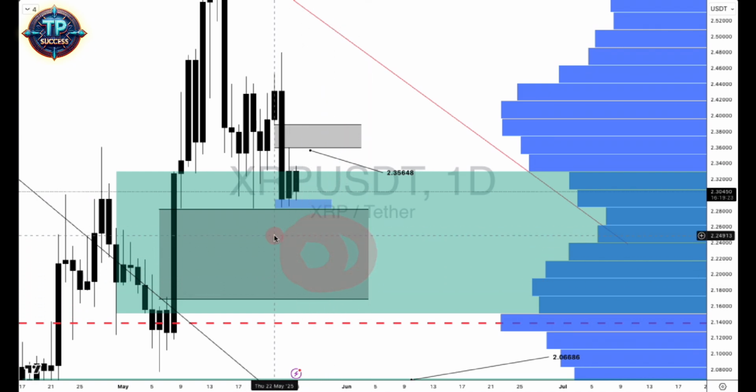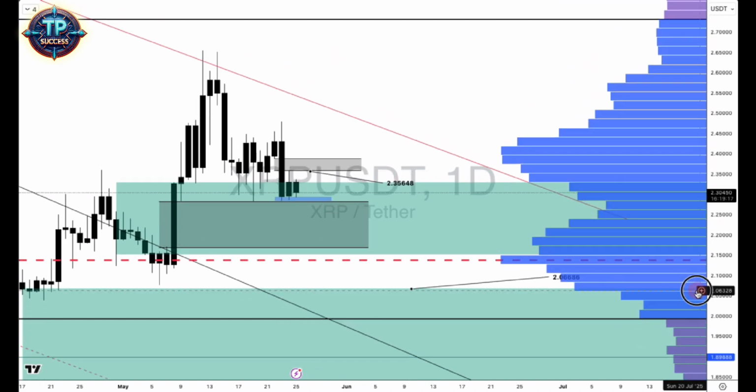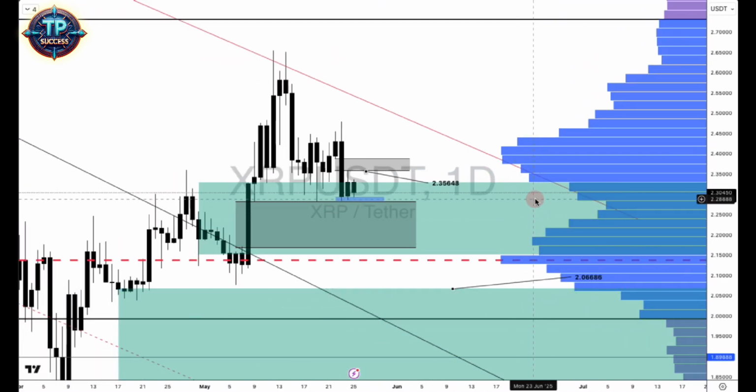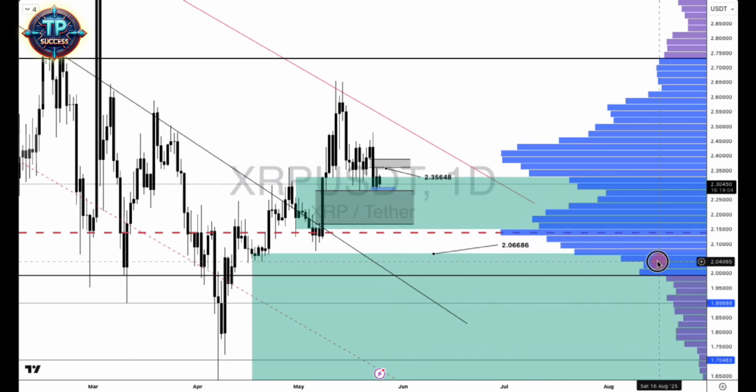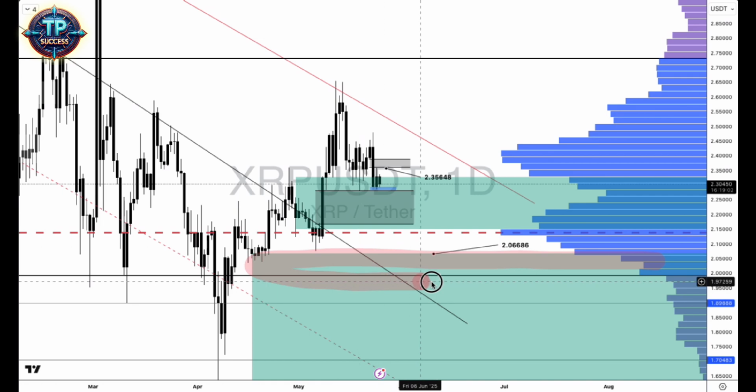Now, one of the main reasons why this FVG zone over here is important and we do want to take note of it is because it's in a low value node inside of the high value area. So we have this level down here, which is the low value node area, and this is where we're expecting price.